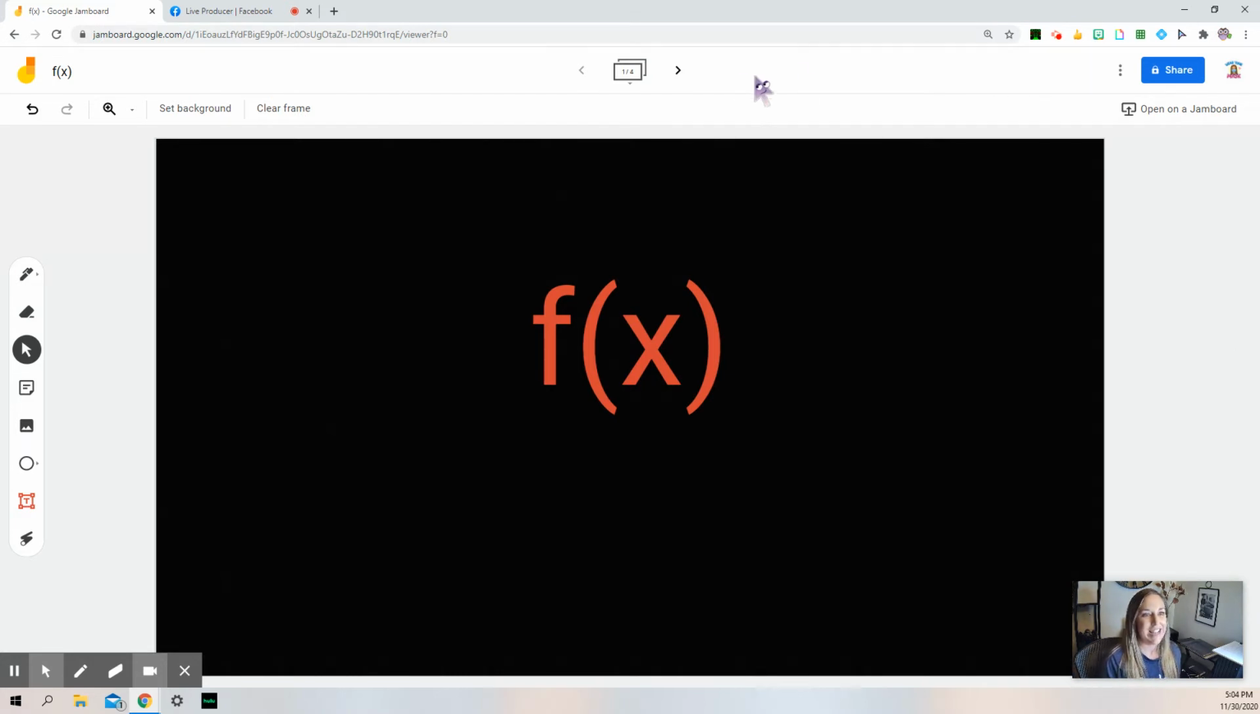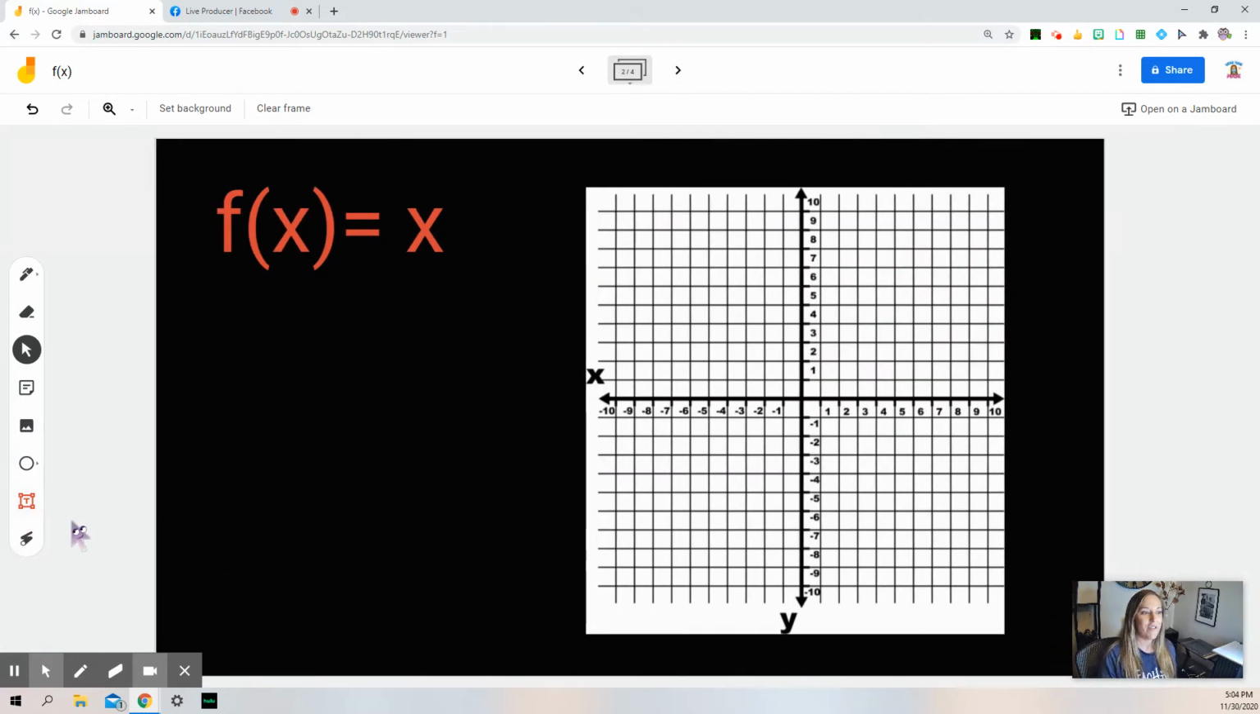So let's look at some examples here. If you have f of x equals x, that means that no matter what I put in for x, when I say a machine, think of like a conveyor belt, okay? I'm going to put in a number and it's going to spit out a number. So f of x equals x means no matter what number I put in, it's going to give me the same number. I could put in a 4 and it's going to give me a 4, and that's going to give me the ordered pair 4, 4.